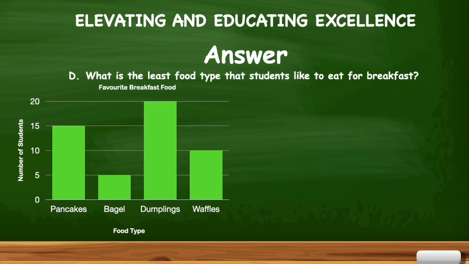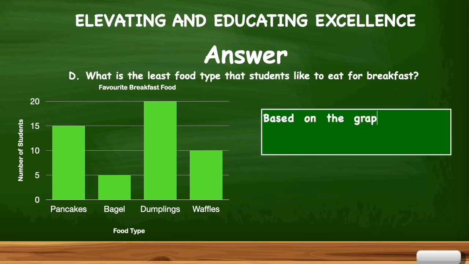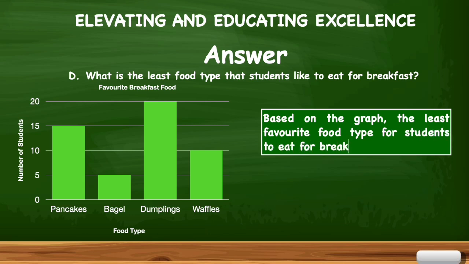D. What is the least food type that students like to eat for breakfast? Based on the graph, the least favorite food type for students to eat for breakfast is bagels.